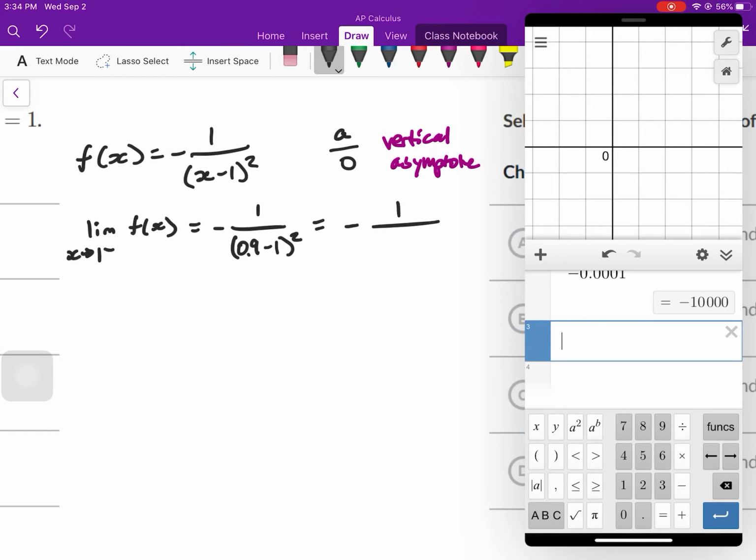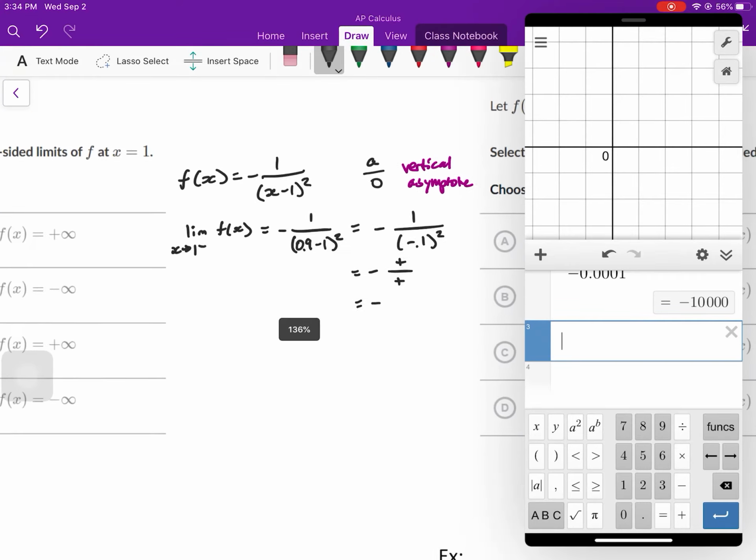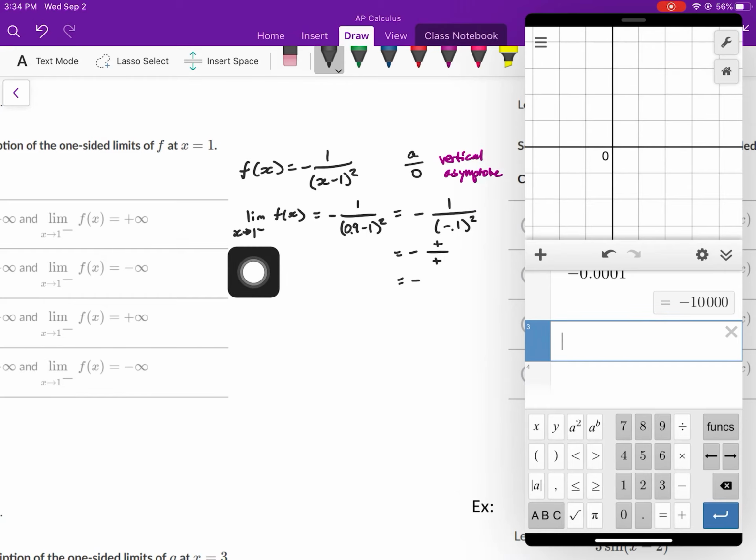So I'm going to have negative 1 over 0.9 minus 1, which is negative 0.1. But it is going to be squared. So we have a negative, and then it's a positive over a positive. So think about this. We're just thinking of the sign. Is it going to positive infinity or negative infinity? So a negative over a positive is just a negative, right? So the limit as x approaches 1 from the left is going to be negative infinity.